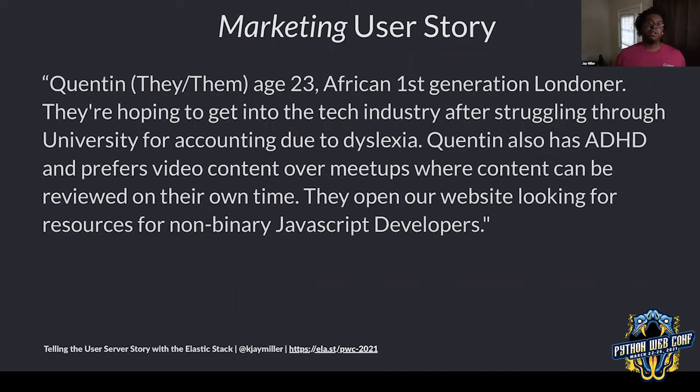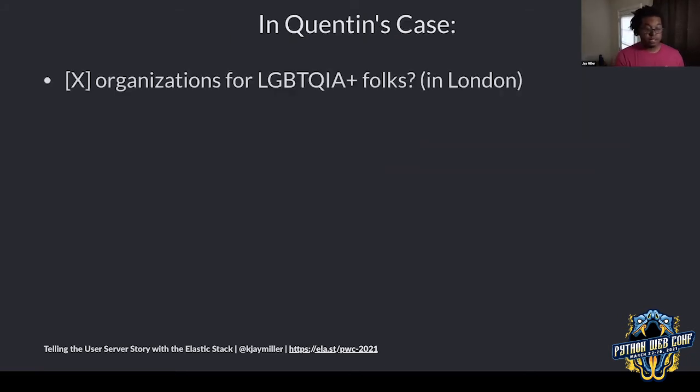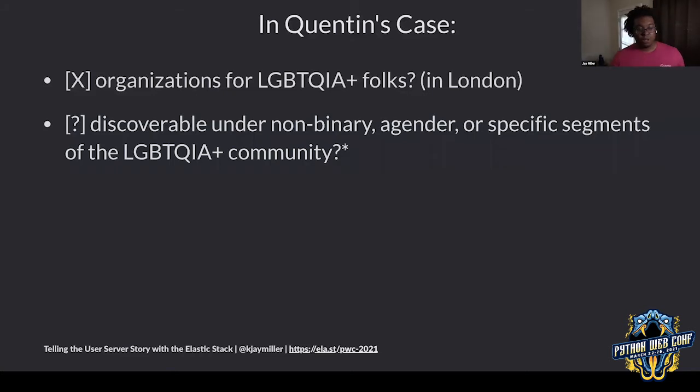And whenever I'm developing my site, whenever I'm working on how to make my site better, I start to think, would Quentin appreciate some of the choices that I've made? In this case, do I have organizations in the LGBTQIA+ community? What about in London? Well, luckily I do. I'm happy to say that I do. Are they discoverable under terms like non-binary, agender? What about transgender and genderqueer and things like that? I don't know.